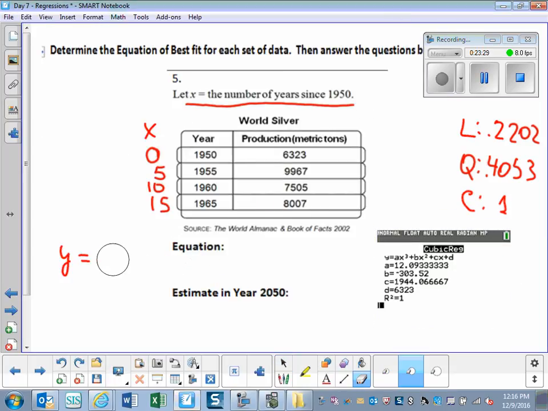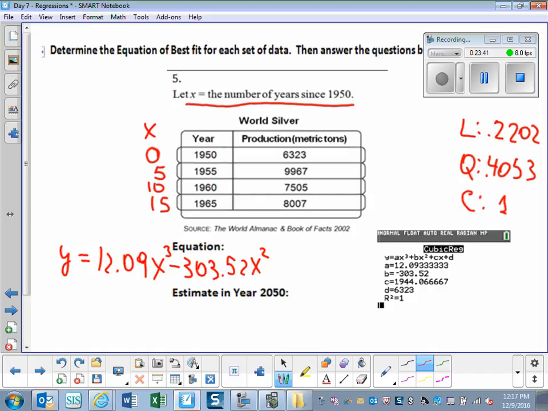Okay, so my actual model is 12.09 x to the power of 3 minus 303.52 x squared plus 1944.07 x plus 63.23. Now you have the same numbers? Yes, looks good. Okay, so estimate in year 2050.